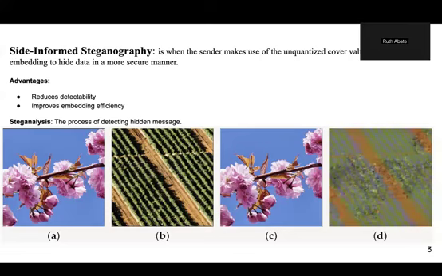Now let's look at image D. This is the result of a steganalysis technique applied to the image. Here you can see distortions and patterns that reveal the presence of hidden data. Why does this happen? Because even though side-informed steganography is effective, advanced detection techniques can still identify hidden data by looking at pixel-level anomalies that aren't obvious to the human eye.